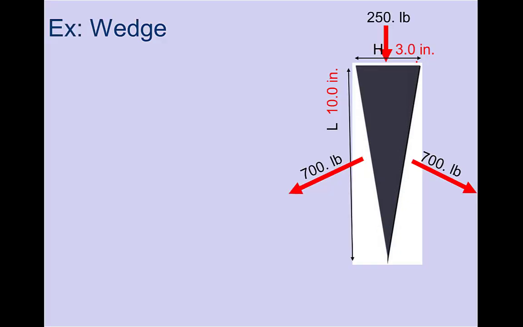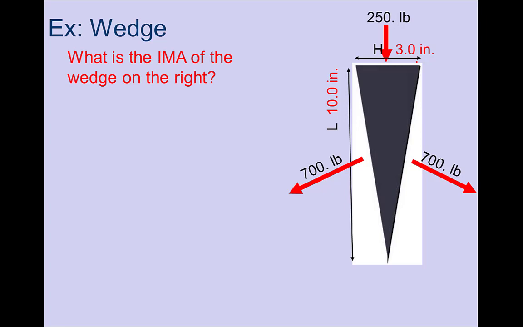Let's do an example. What's the IMA of the wedge on the right? Well, IMA uses what? Uses distances. So the IMA is going to be 10 inches. As I jam this wedge all the way in, I know that I'm going to spread this lumber 3 inches. So I'm going to get 10 over 3 or 3.33.